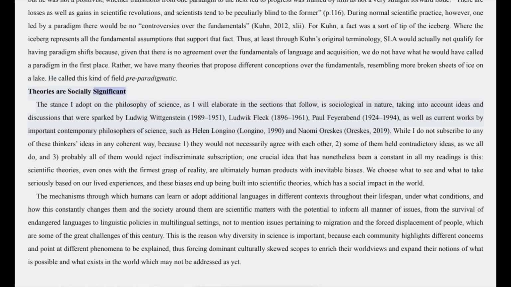Theories are socially significant. The stance I adopt on the philosophy of science, as I will elaborate in the sections that follow, is sociological in nature, taking into account ideas and discussions that were sparked by Ludwig Wittgenstein, Ludwig Fleck, and Feyerabend, as well as current works by important contemporary philosophers of science, such as Helen Longino (1990) and Naomi Oreskes (2019).